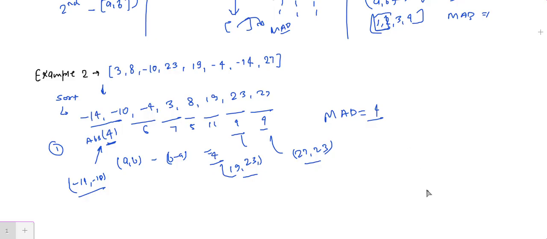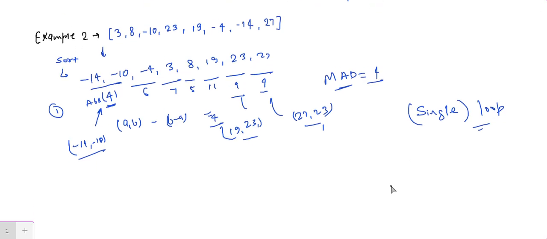Now the question is how we will do it in a single loop, because for this we are going through two loops. First we have to find this MAD, and then we have to find these pairs of elements. So how will we do it in a single traversal? For this, let's check the code, and you will get the idea.